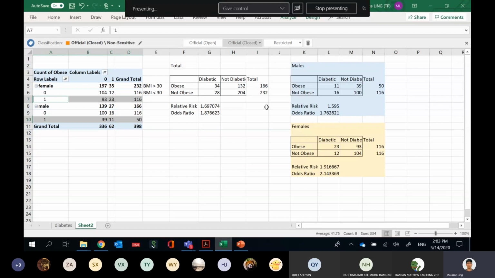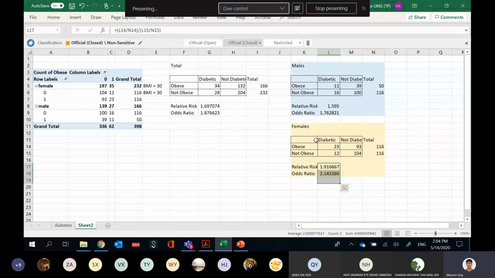Okay. Anyone have problems so far? You realize that whether you're male or female, the relative risk of obese versus diabetic is actually different. This is a biological difference between males and females, which means that based on our data, females are more prone to diabetes if the person is also obese compared to males. Because male is about 1.6, female is about 1.9. That has a lot to do with the hormonal differences.